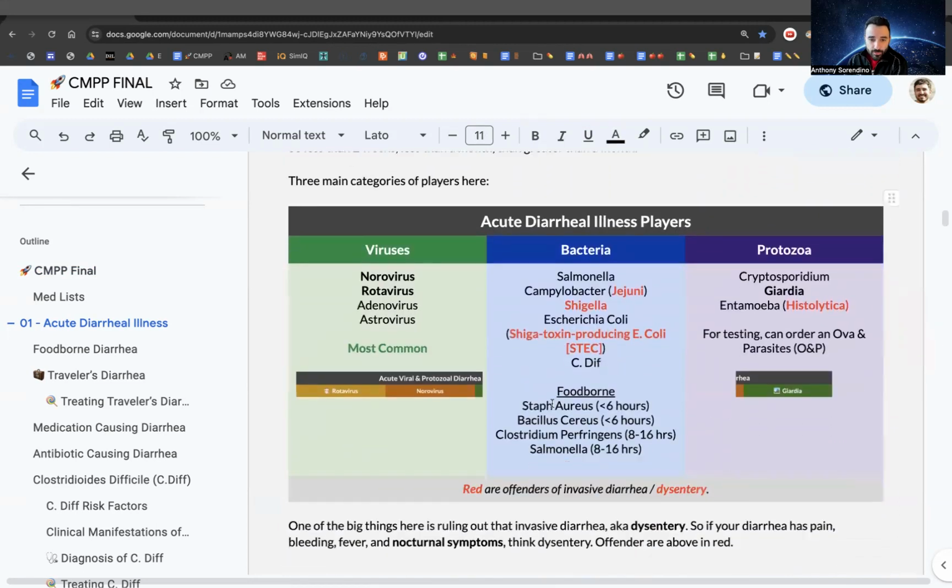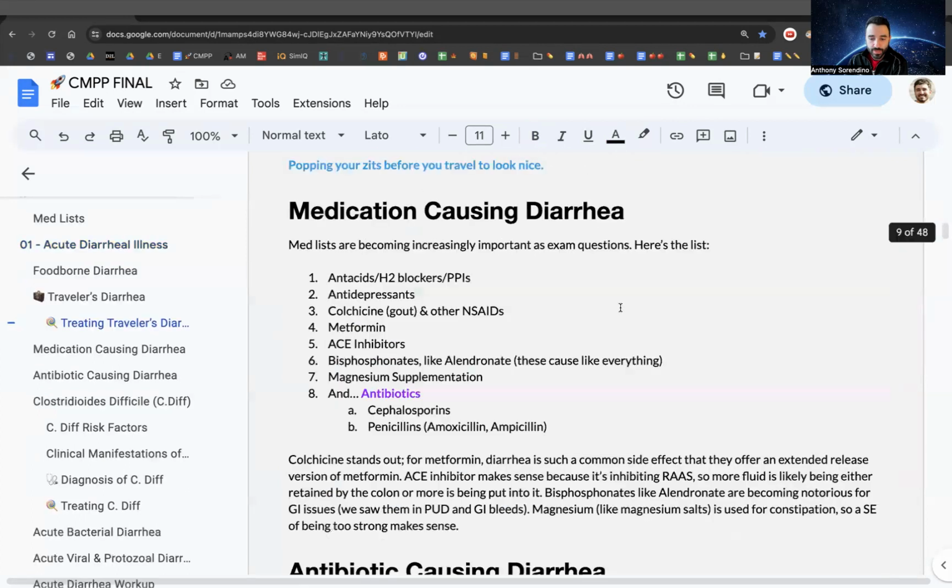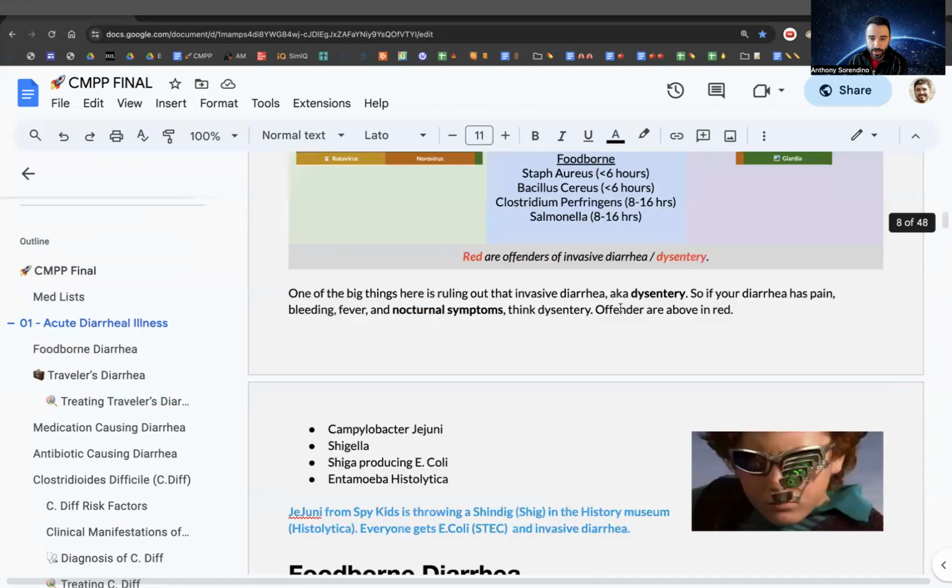All right, in terms of causes of acute diarrhea, there's 3 main buckets. There's viruses. These are the most common. We're going to talk about norovirus and rotavirus later. There's bacteria, and then there's protozoa. We're going to talk about Giardia in terms of protozoa. Okay, in terms of the bacteria, we are going to talk about Salmonella, and we're going to talk about Yersinia, and we're going to talk about Listeria.